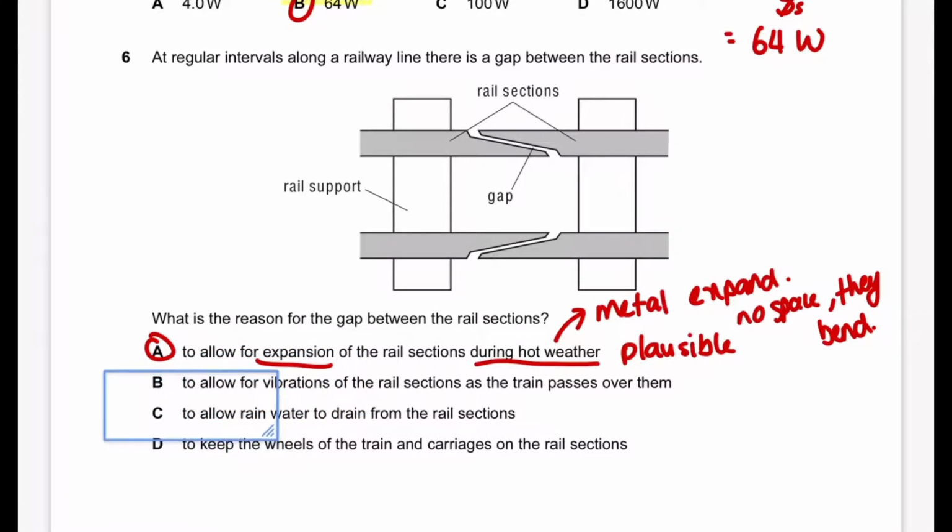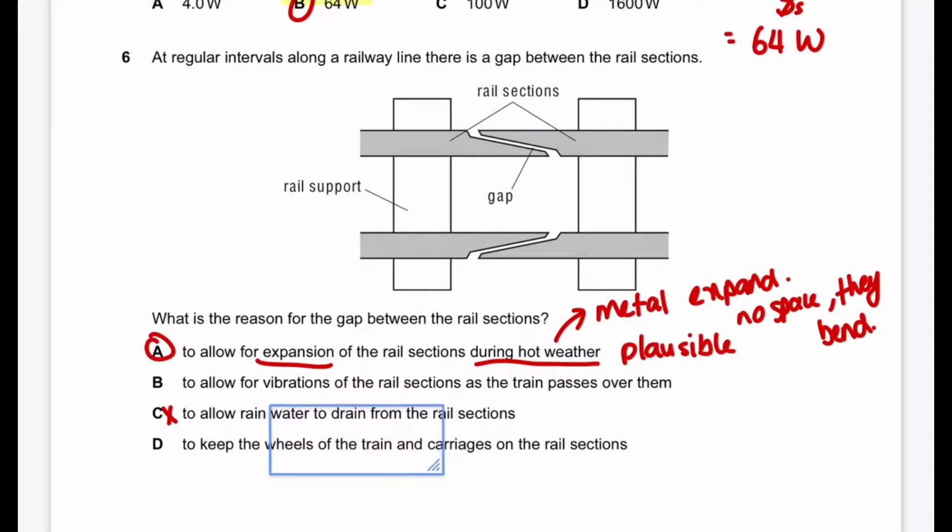Option C, to allow rainwater to drain from the rail section. This is not a strong reason for the existence of the gap, as the rain can still run off from the sides of the rail section. It does not depend on the gaps. So, nope.